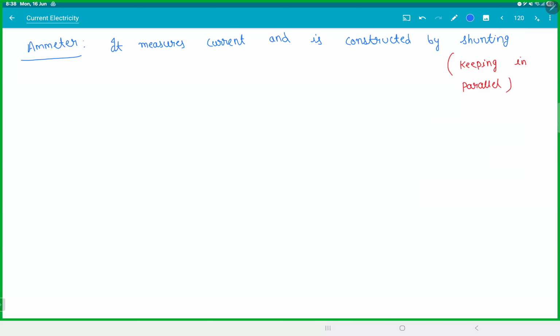Right? It measures current and is constructed by shunting a small resistance to the galvanometer. So you can read it like this. It is constructed by keeping a small resistance in parallel to the galvanometer. So they'll just use the word shunt resistor, means you kept it in parallel. That's the meaning of it.